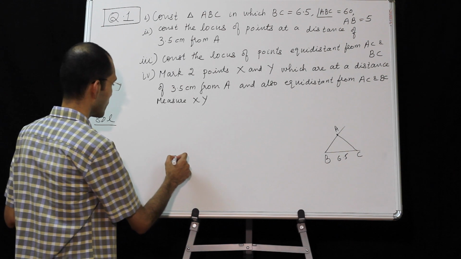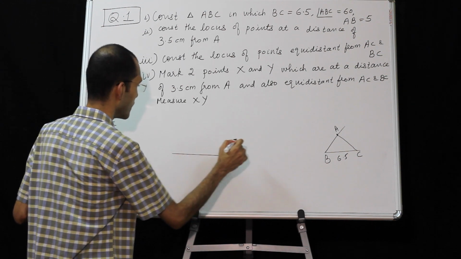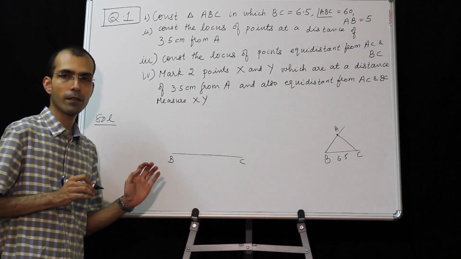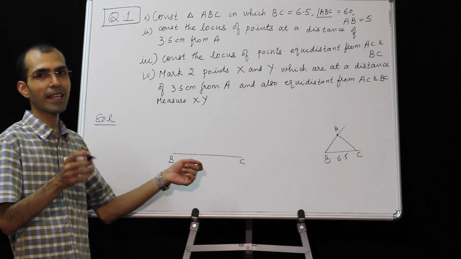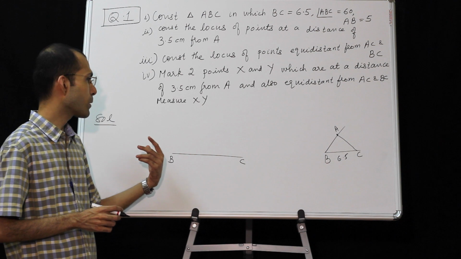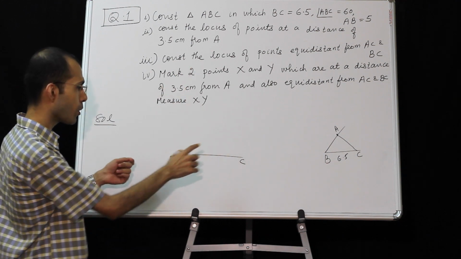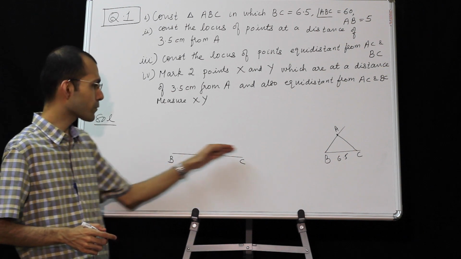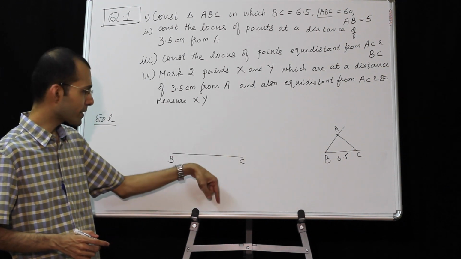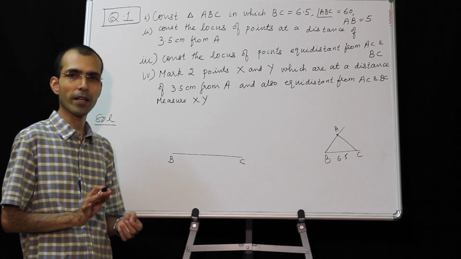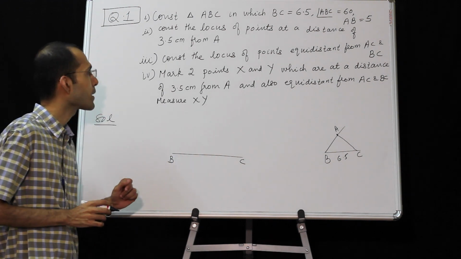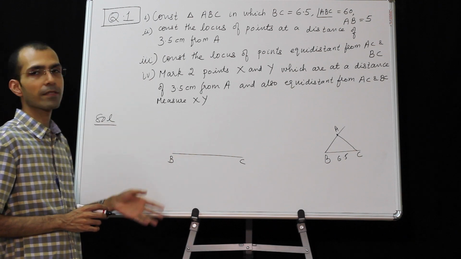First we will draw BC as 6.5 centimeter with the help of a scale. As this is an opening segment, we can draw directly 6.5. Otherwise, some books say just draw of any length, cut 6.5. That is not really required. Opening segment you can take directly on a scale. Angle ABC is 60 degrees.